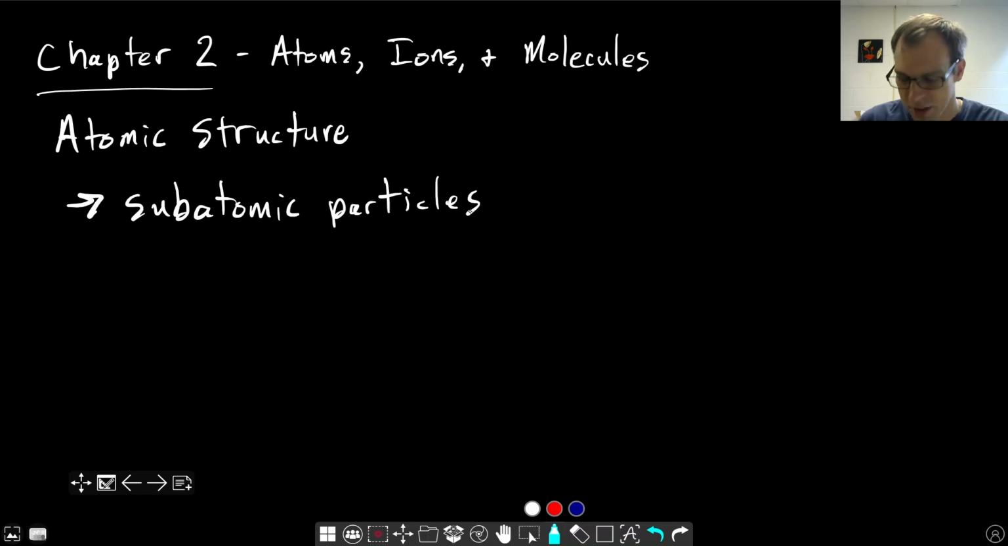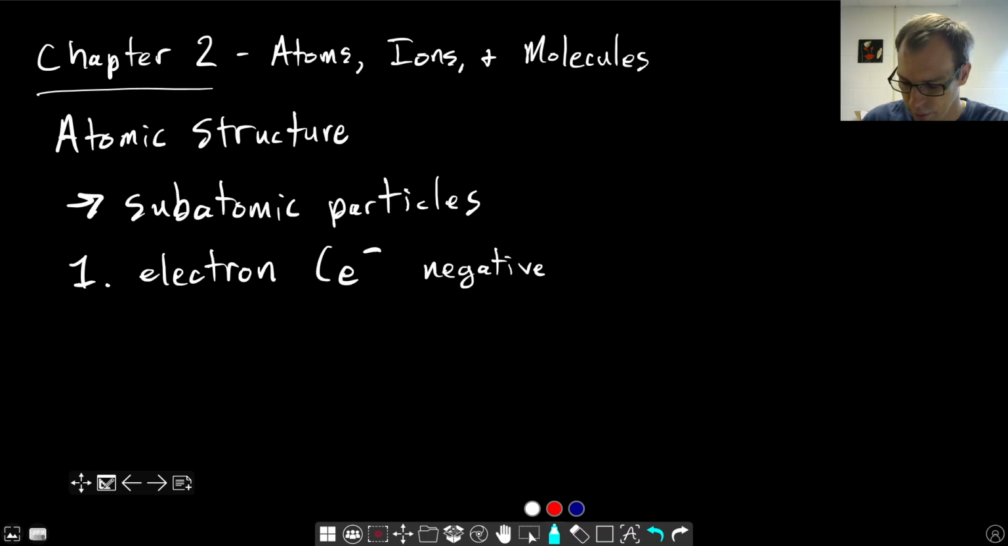In particular, we're going to focus on the three that matter most in chemistry. If you study physics, these are made up of even smaller particles, well, some of them, but we're not going to focus on that in this class. We're going to focus on these three subatomic particles. First one being the electron. This is written like this, e minus, because it has a negative charge. Electrons are really important in chemistry, and really important in our day-to-day lives. This is what electricity is made out of and drives all of our electronics and things like that.